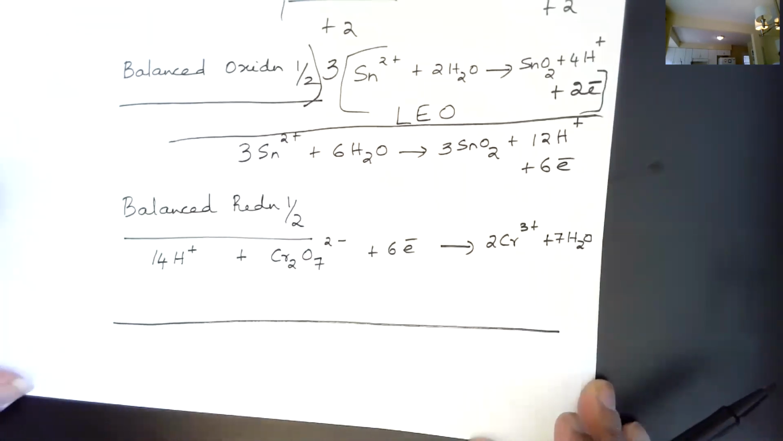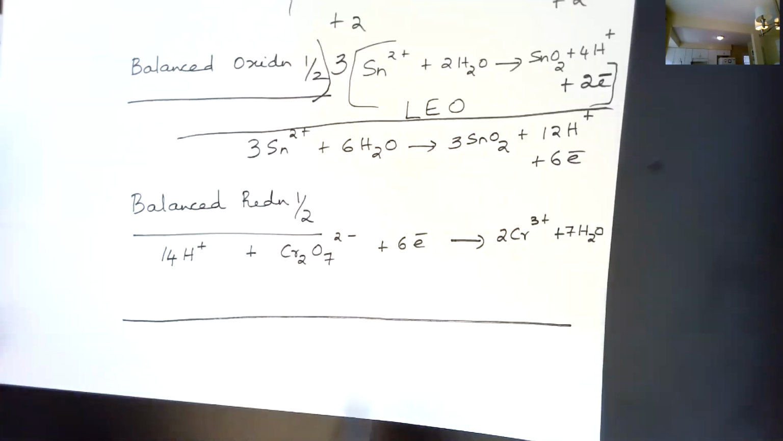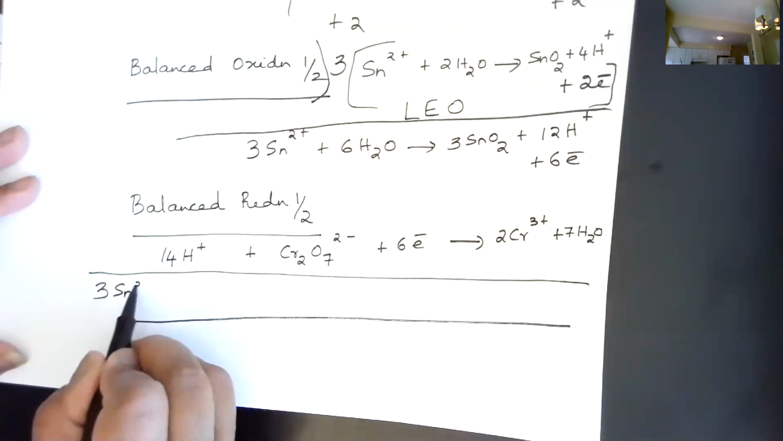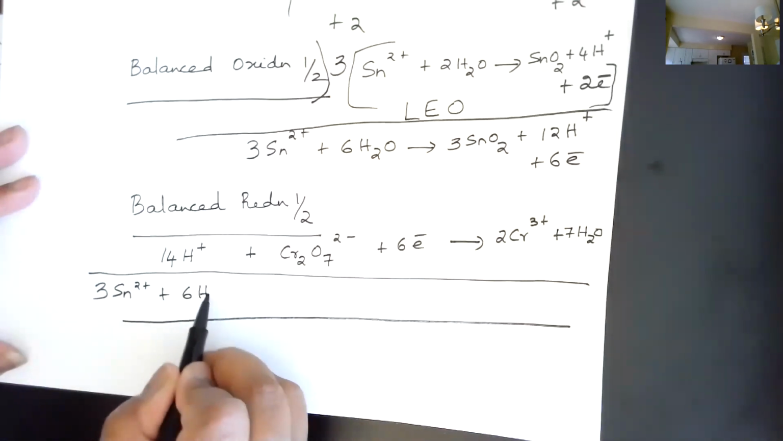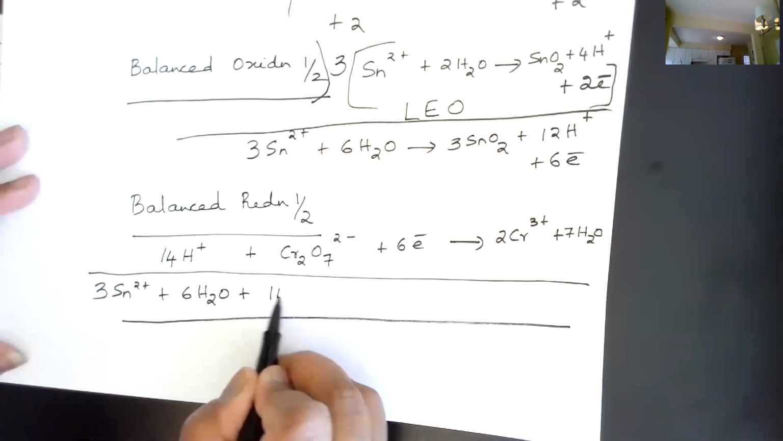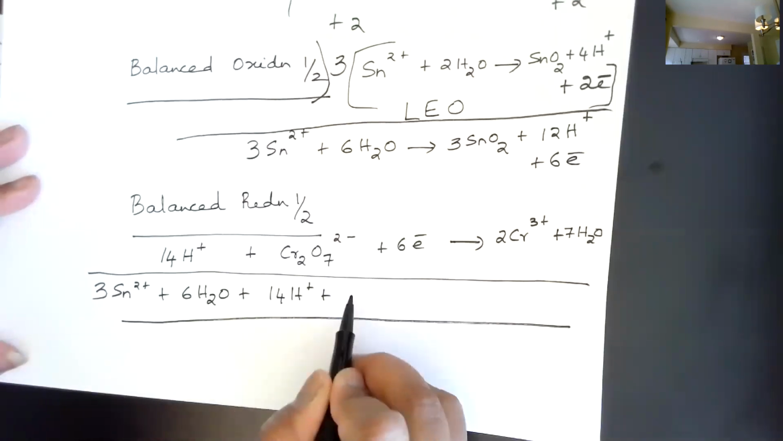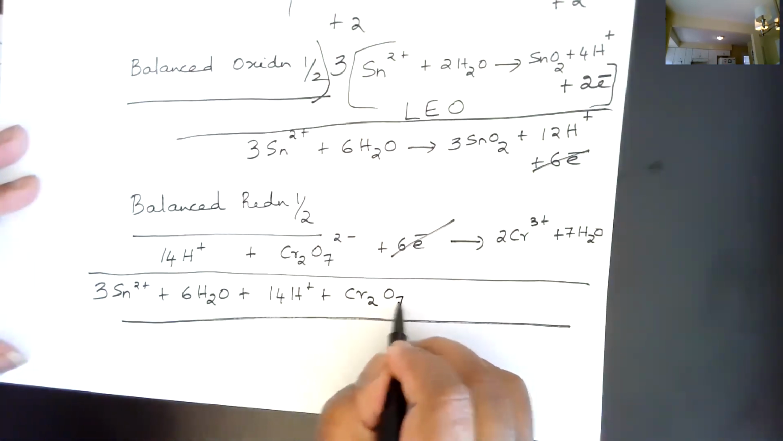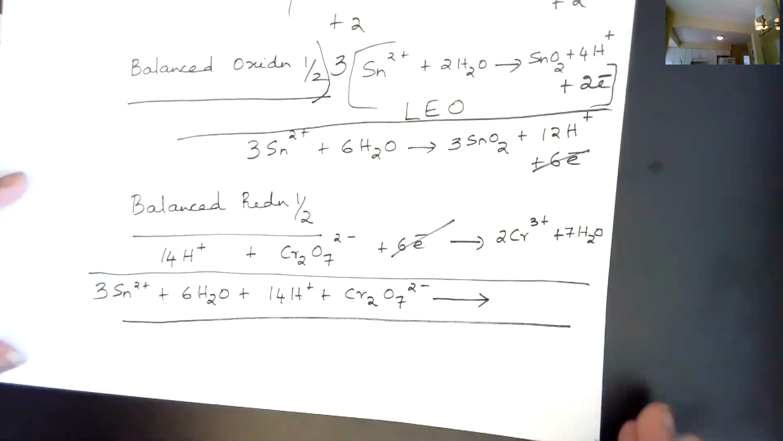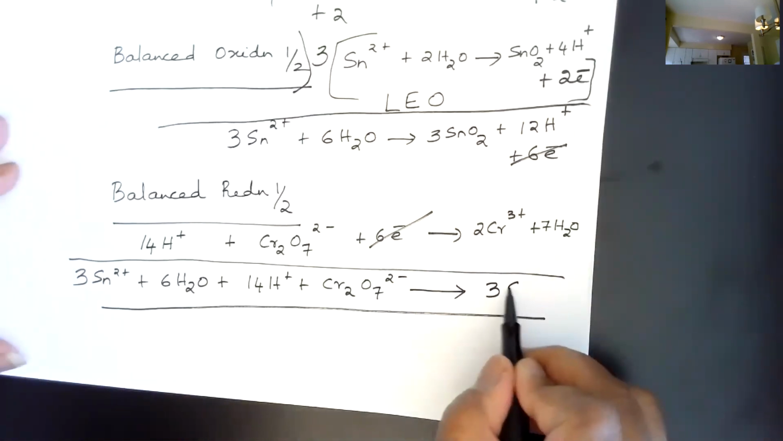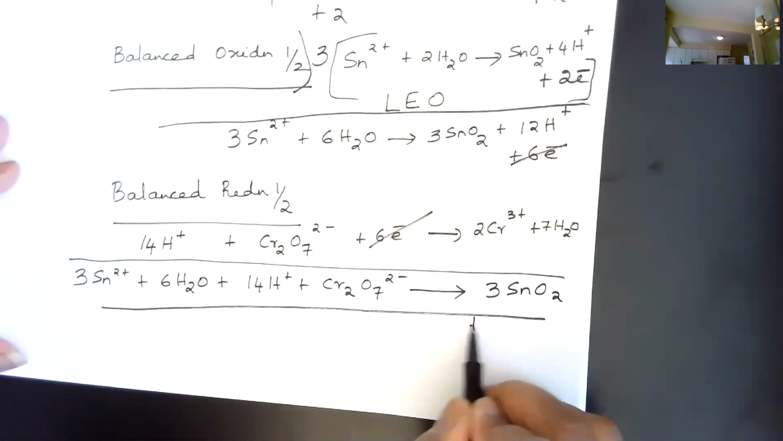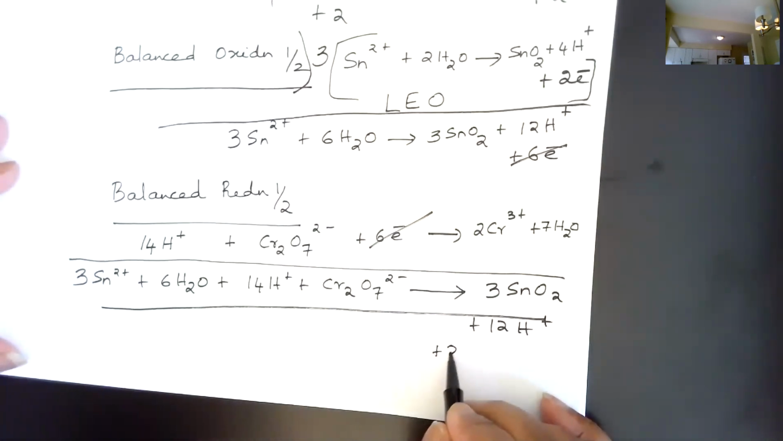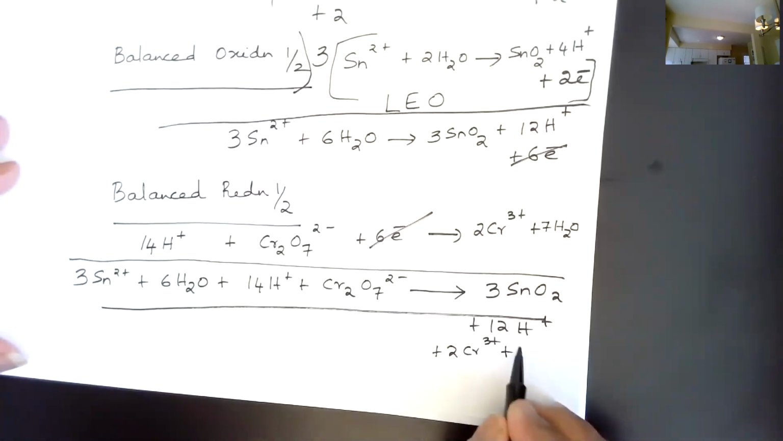Okay. So let's write, I like to write it down and then take care of it. 3 Sn2+ plus 6 water. I'm adding up all the reactants, canceling the electrons. On the product side, I have 3 SnO2 plus 12 H+, 2 Cr3+, plus 7 water.